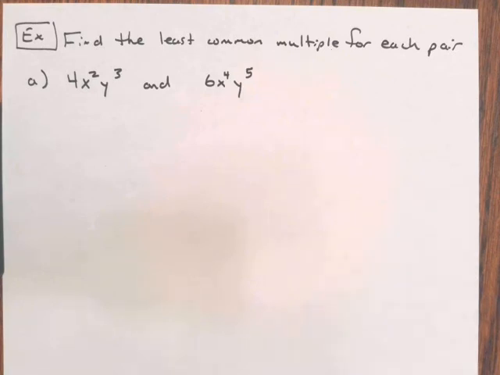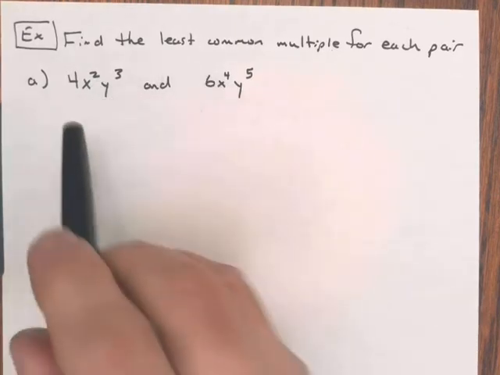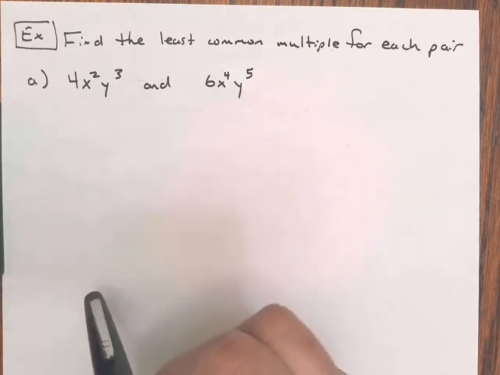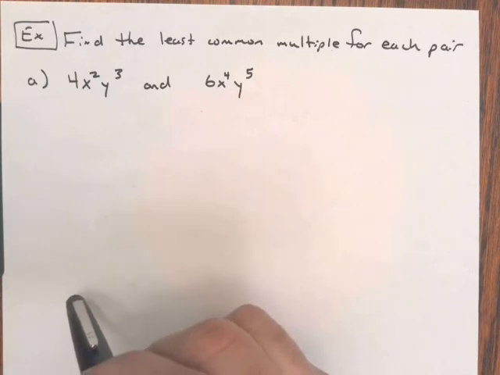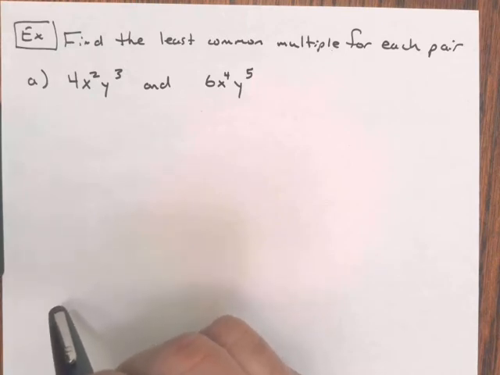For this example, we're going to find the least common multiple for these two monomials. We have a 4x squared y cubed. We have a 6x to the fourth y to the fifth. We want to find the least common multiple of those. As you go through and do that, there's a few different ways that you can find your least common multiple.